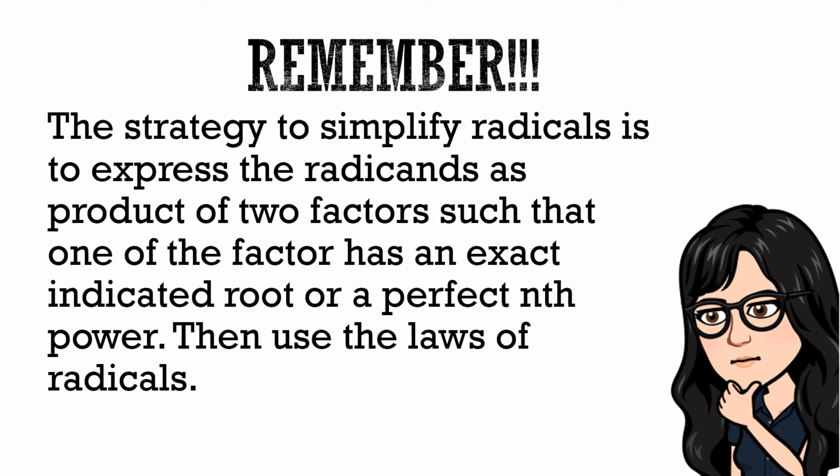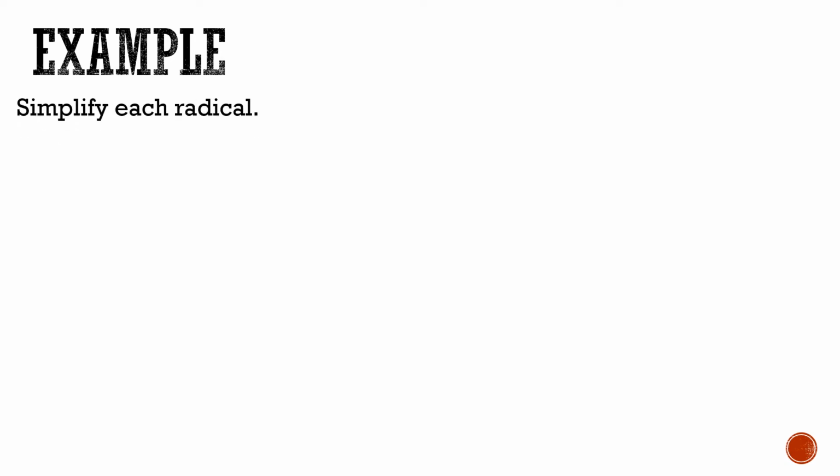Remember, the strategy to simplify radicals is to express the radicands as the product of two factors such that one of the factors has an exact indicated root or a perfect nth root power. Then, use the laws of radicals. Example. Simplify each radical. Square root of 32.